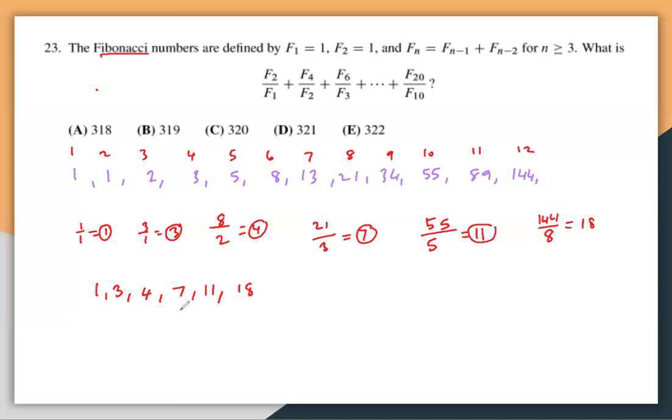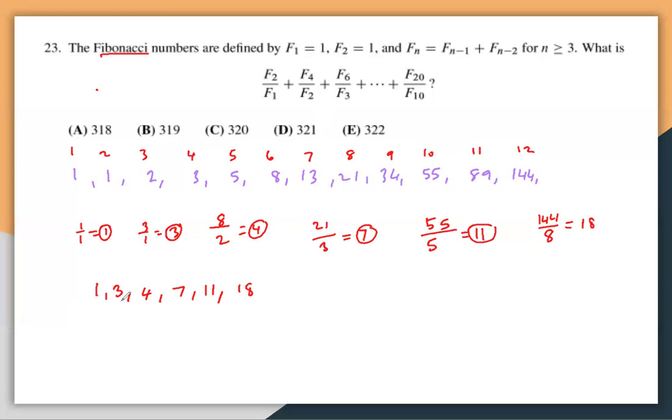If you already know this, these numbers also have a name. I'm going to leave that for you to find out. That is another special sequence we have, other than Fibonacci. When you divide those, you get this sequence, which also has a name.